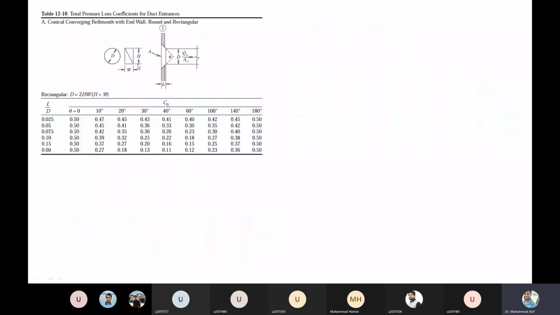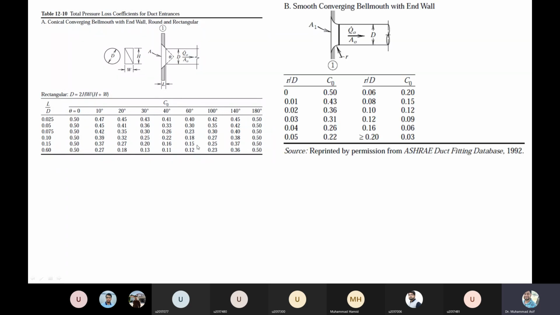Similarly, these are examples of the conical converging bell mouth with the end wall. I mean, this is a connection entrance. This is called the entrance. Similarly, for this one, you need the value of L and diameter. L is the thickness of that, and D is the diameter of that, from this to this one. Then you can have the value of the C naught, as well as this angle. You need to know the angle as well. So then you can have the value of the C naught.